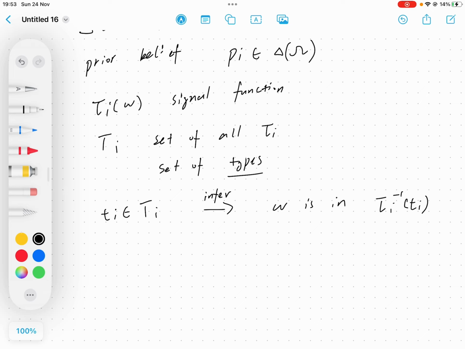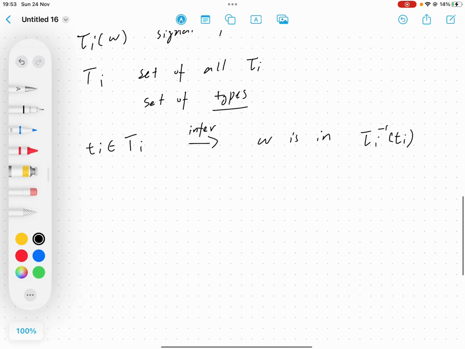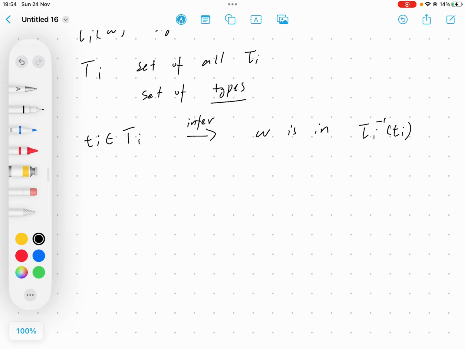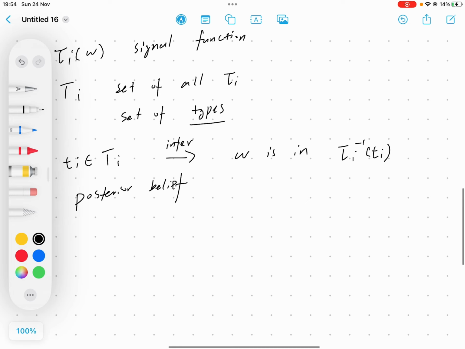In this case, normally, because we're using the Bayes rule, it's called a Bayesian game. This agent's posterior belief about the state that has been realized assigns to each state omega some probability. So this posterior belief would also be some probability, of course, just by applying the Bayes rule.